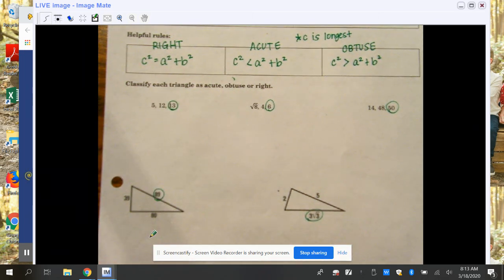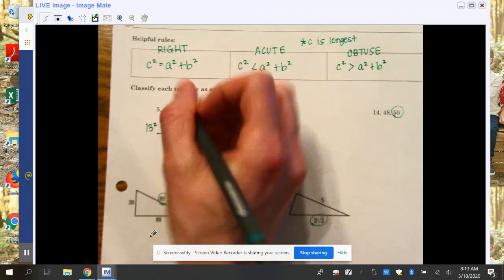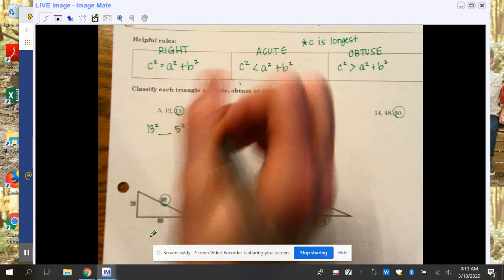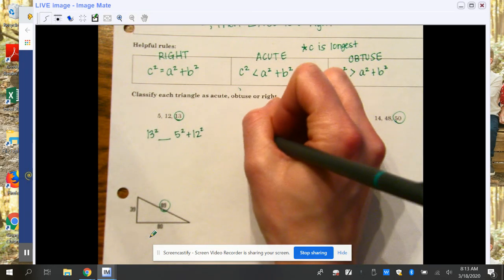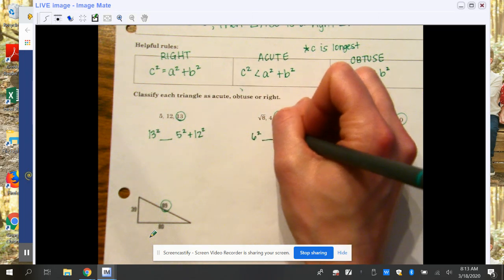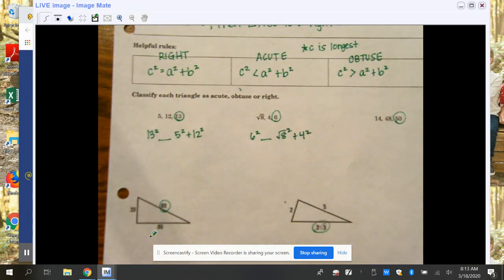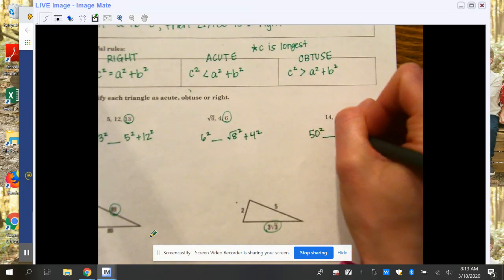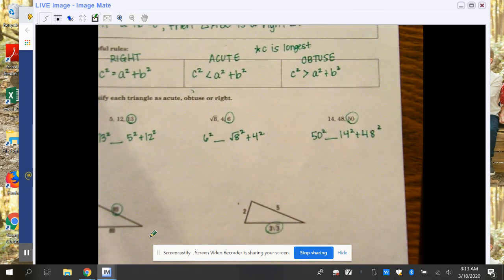So that's going to be my longest side there. Okay, so we identify the longest sides. And I always put that on the left and then this little blank, and that's where I'm going to fill in the equals, less than, or greater than. So if we just get all of these set up, 6 squared compared to radical 8 squared plus 4 squared, 50 squared compared to 14 squared plus 48 squared, we'll do these three first, the numerical ones.